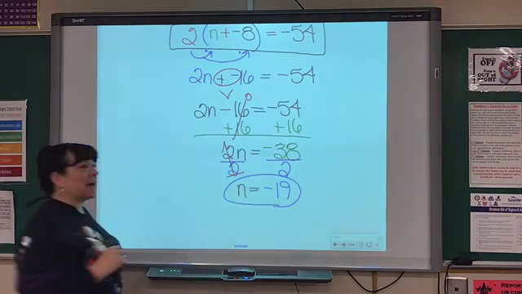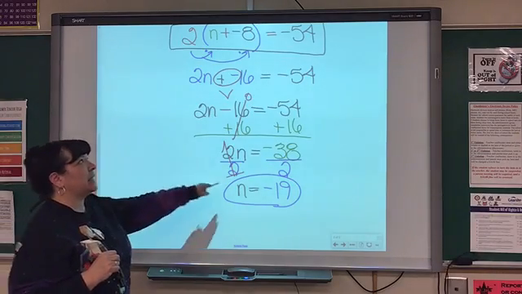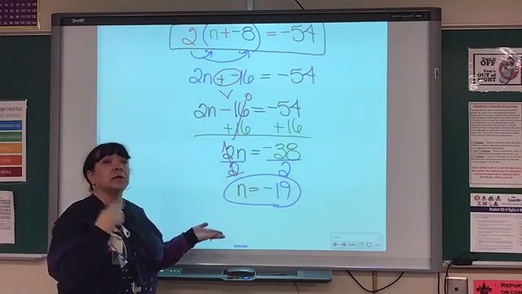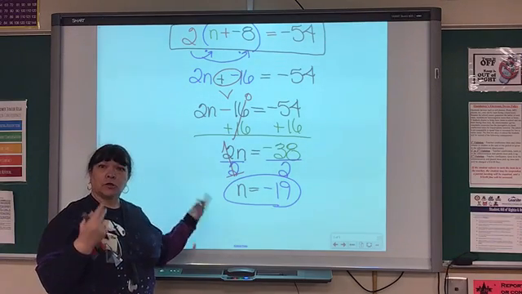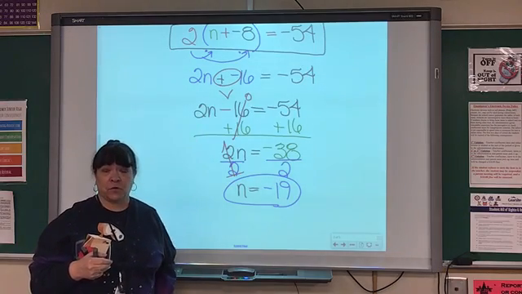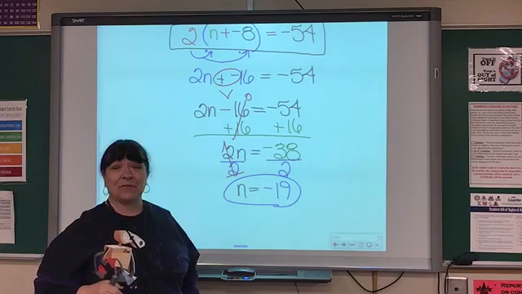And if you put this back in there and look at this and you say, okay, twice the sum of negative 19 and negative 8, negative 19 and negative 8, negative 27. Twice negative 27 is negative 54. You should be able to put things back into your word problem and have them make sense.